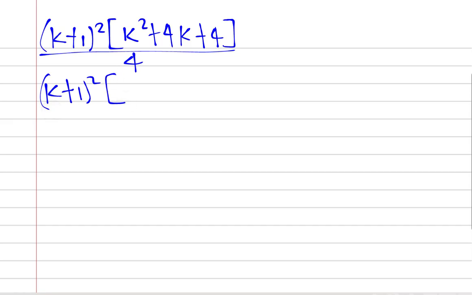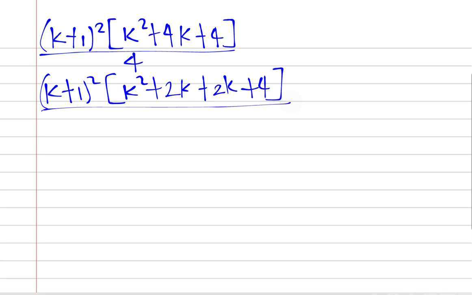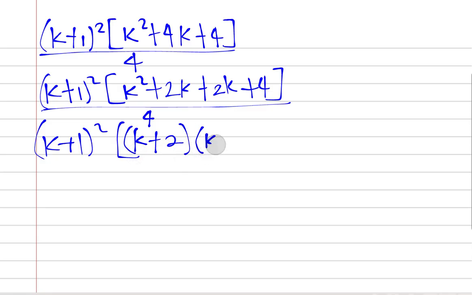If you factorize this question, that will give us k squared plus 2k plus 2k plus 4. I get what I'm saying now. All over 4. So that will now give us k plus 1 all squared into the big bracket. This will now become k plus 2, k plus 2. I'm sure you know the factorization.